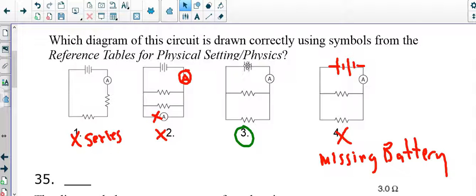In the other three choices you could see, choice 1 is a series circuit, so it's not a parallel circuit. And even though it's a correct parallel circuit, this is not what they were asking for. In choice 2, this is an incorrectly drawn circuit. The ammeter is not ever supposed to be where the voltmeter is, and that's what they did here. And choice 4 is missing a battery. So it's not actually a circuit because it doesn't have a power supply. Let's take a look at the next one.